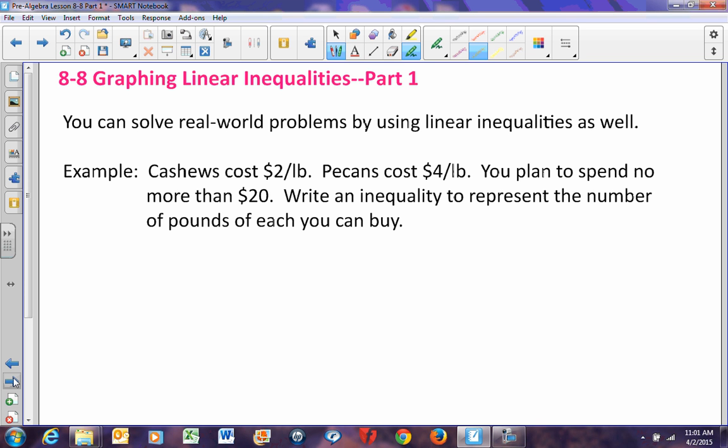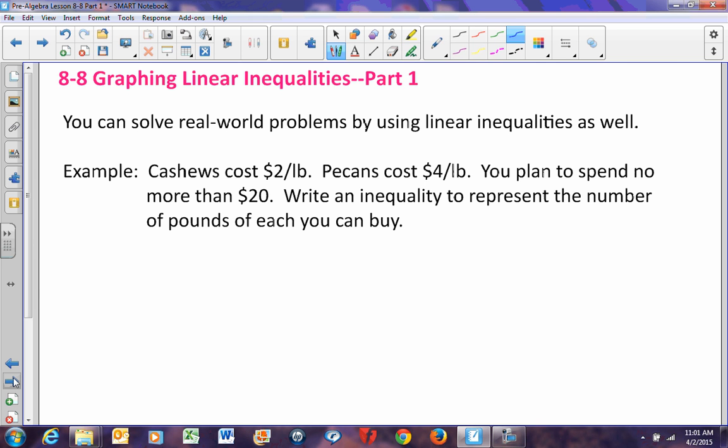It says cashews cost $2 a pound, pecans cost $4 a pound. You plan to spend no more than $20. Write an inequality to represent the number of pounds of each that you can buy. All we're doing is writing an inequality. We're not solving it, we're just writing an inequality. Okay? So I have pecans and cashews.